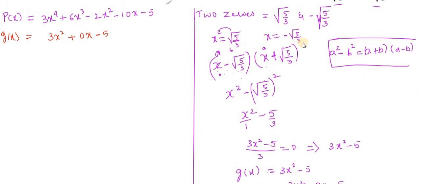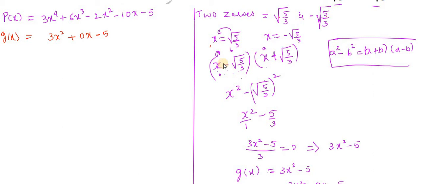Just look into this. They have given 2 zeros here, which are square root of 5 by 3 and minus square root of 5 by 3. Zeros are nothing but x values. So we can write x is equal to square root of 5 by 3 and also x is equal to minus square root of 5 by 3.